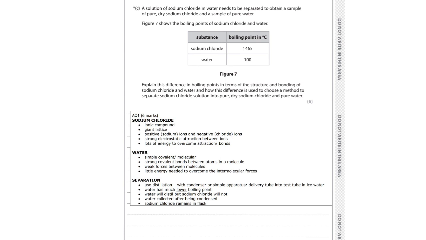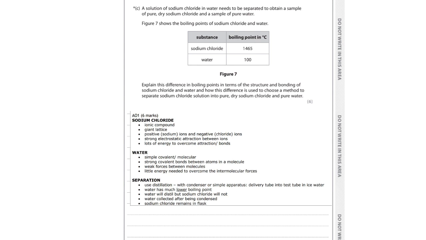Well, it was split up like this. This is the indicative content, and you got 2 marks for describing the structure and bonding of sodium chloride, 2 marks for describing the structure and bonding of water, and then 2 marks for describing the separation technique. So if we look at this in a little bit more detail, sodium chloride is an ionic compound. It forms a giant lattice between positive sodium ions and negative chloride ions, which are held together with strong electrostatic attractions. And you need lots of heat energy to overcome those strong electrostatic attractions. Therefore, it has a very high boiling point.